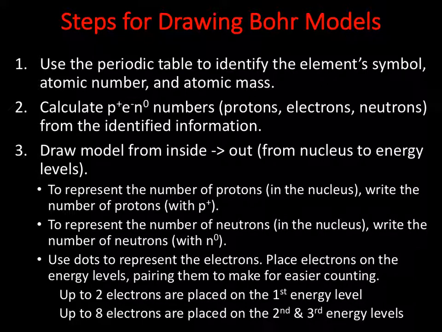And then for electrons, we're going to use dots to represent electrons. We're going to place the electrons on each of the energy levels, and we're going to pair them to make it easier for me to count when I'm grading it. Now, energy levels can only hold a specific number of electrons. So you have to remember that up to 2 electrons can be placed on the first energy level, and then up to 8 electrons can be placed on the second and third energy level. We will not do any Bohr models for elements higher than 20.